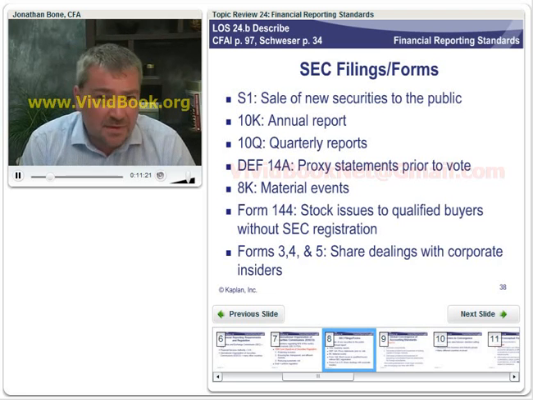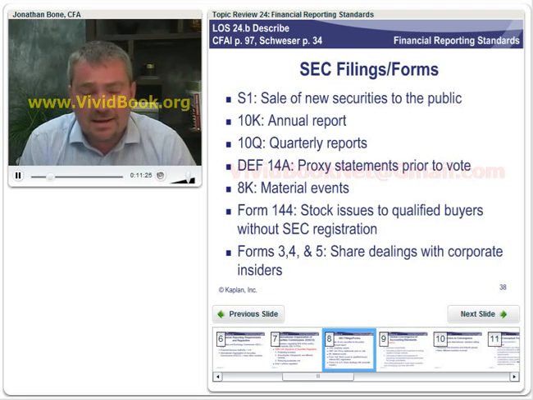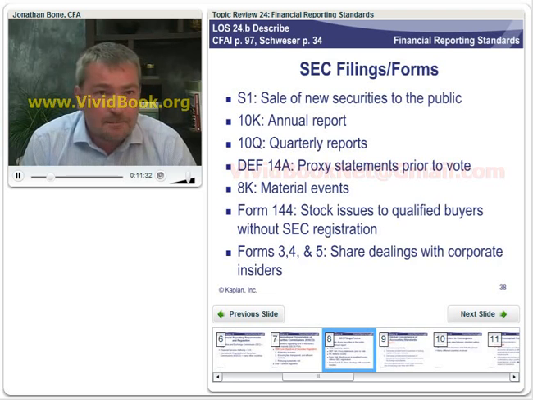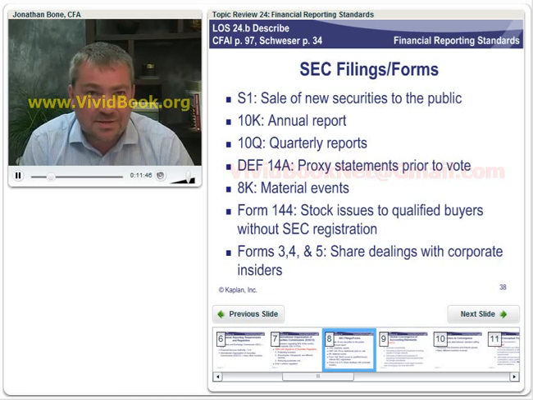Now Forms 3, 4 and 5 are going to be far more interesting because these are going to include equity transactions, so share dealings with corporate insiders. Now what do we mean by corporate insiders? Well, obviously the directors of the company, key officers of the company, and also shareholders that have over 10% of a certain classification of shares. So every time they buy and sell, we're going to see that reported in Forms 3, 4 and 5.